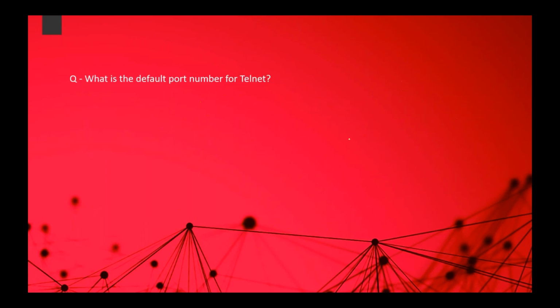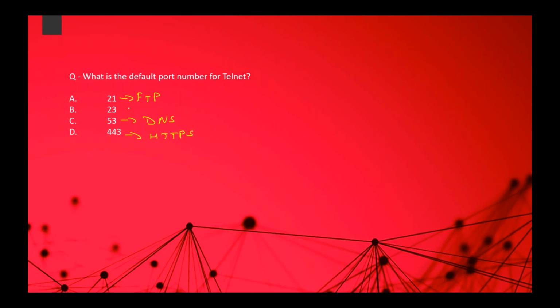Great. Now the next question, pretty easy. What is the default port number for telnet? Let's see the options. 23. Everyone 23? Great. Because port number 21 is for FTP, 53 is for DNS, and 443 is for HTTPS. So 23 is for telnet. So the correct answer will be telnet, guys.